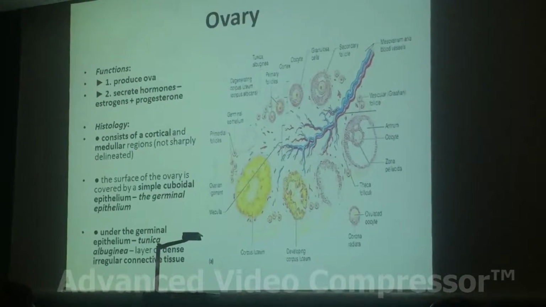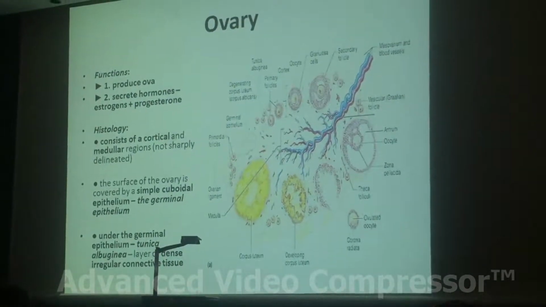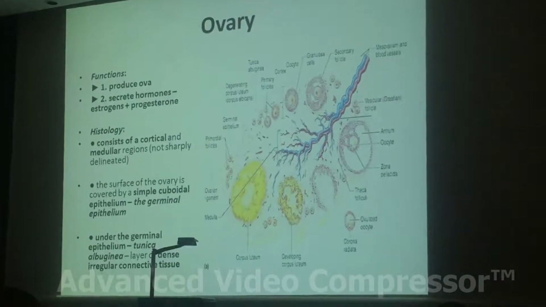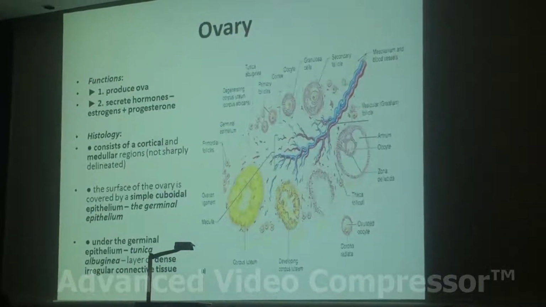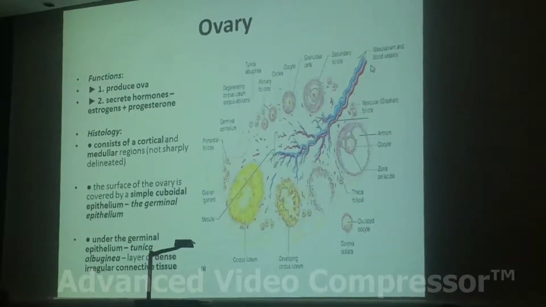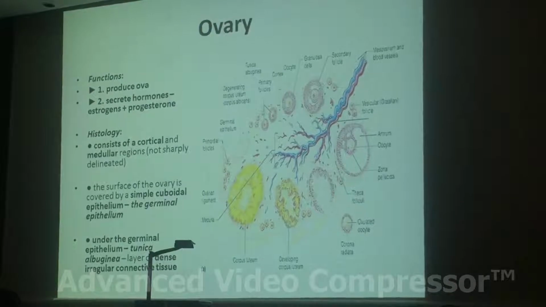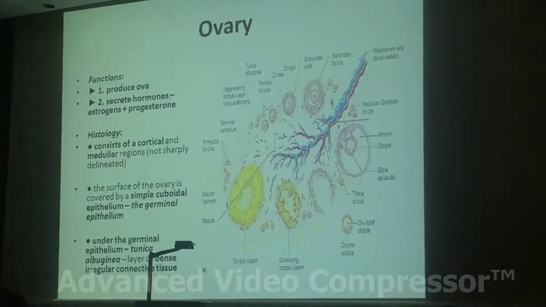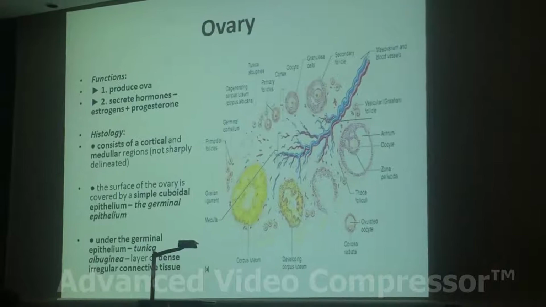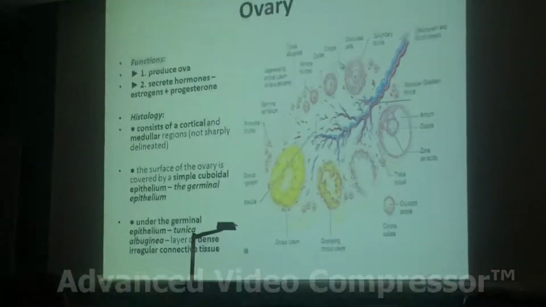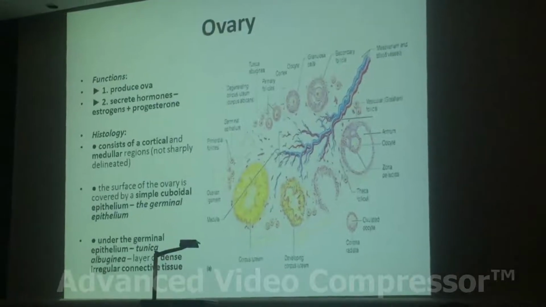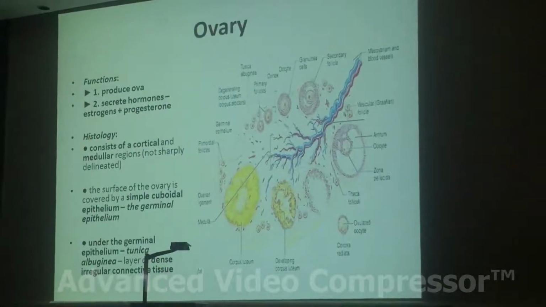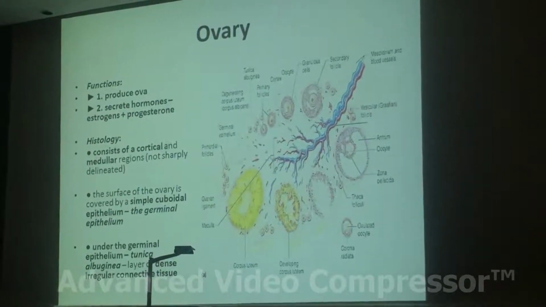Usually, mesothelium is single squamous. But here in the ovary, the germinal epithelium is actually simple cuboidal. That is continuous with the peritoneal fold of the ovary. Beneath the germinal epithelium, you have a whitish capsule of dense irregular connective tissue, a lot of collagen, whitish color. We're going to call it tunica albuginea, just like in the testis.